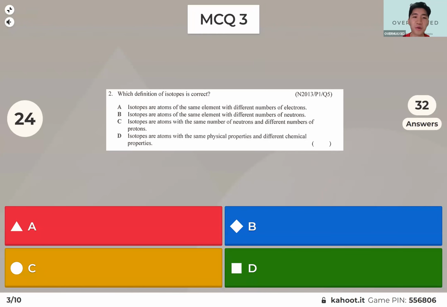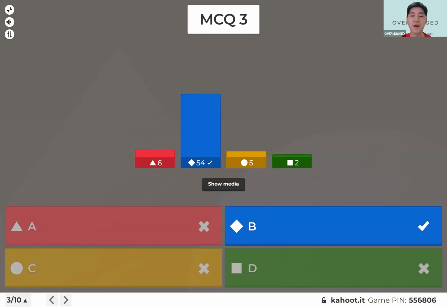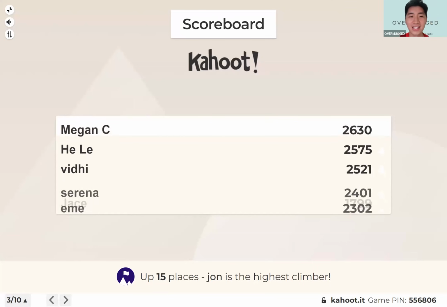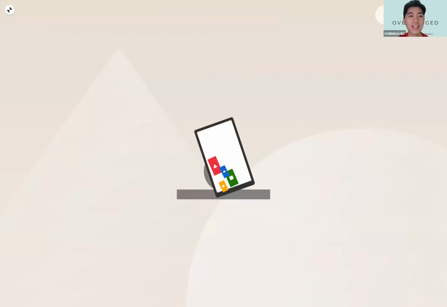Definition for isotopes. Same number of what? Different number of what? This one everybody should be able to answer, right? We went through this question in class too, guys. Wow, still got people get it wrong. Guys, same number of protons, different number of neutrons. Okay, next question, let's go.